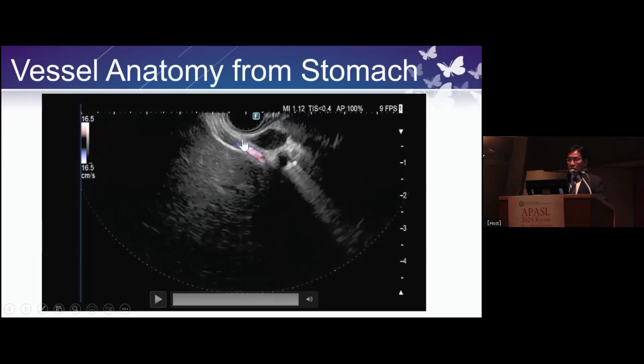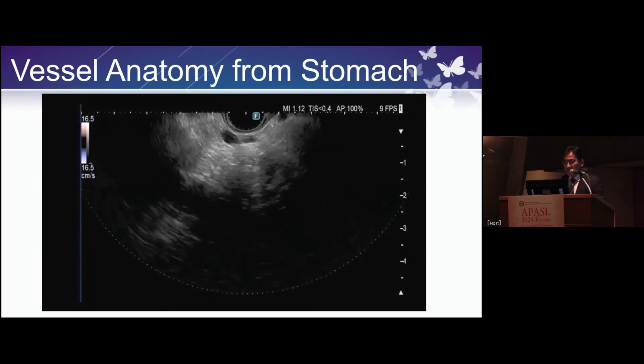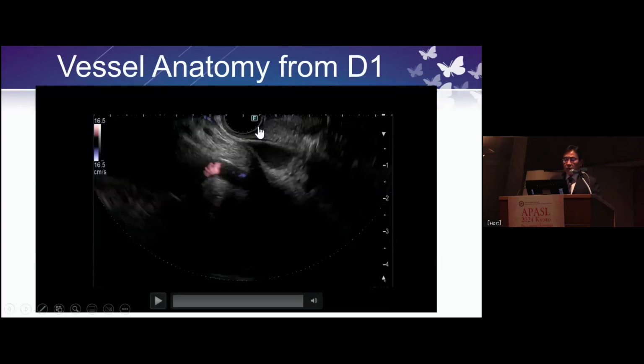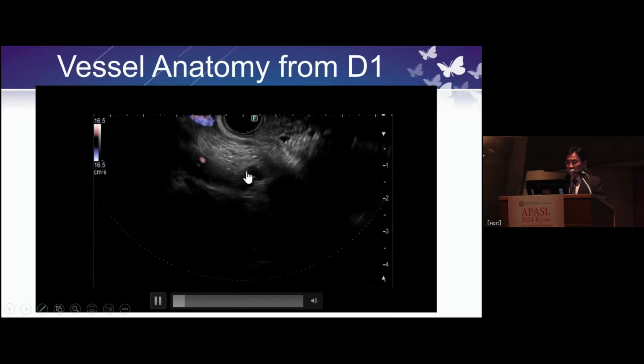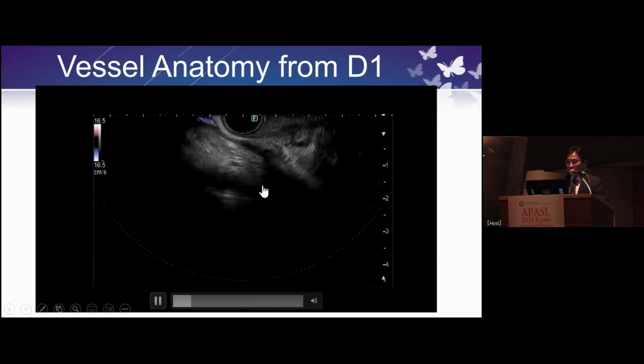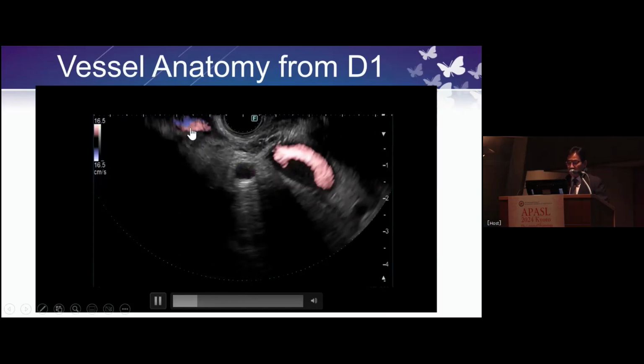But not so difficult. Just clockwise, just follow the vessel. Very easy. This is D1. I follow the vessel also from D1. So at first, this is the celiac. This is the CHA here. I follow the CHA like this. This is the portal vein.